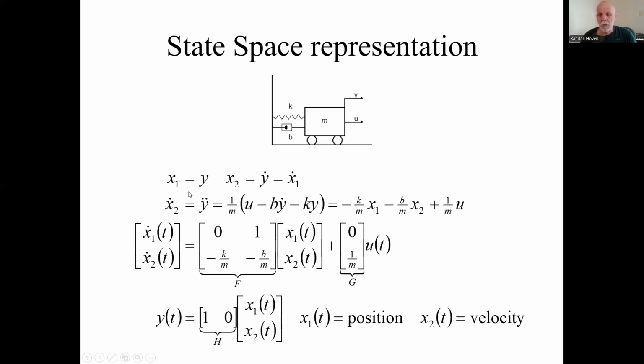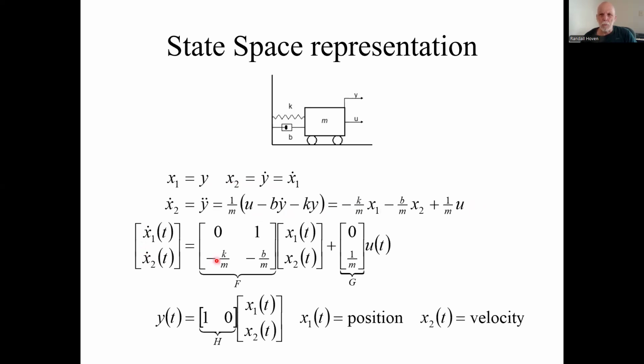We could have defined a couple of intermediate variables, x1 and x2. Say x1 is y, which was the position of this card, and x2 is y dot, the time derivative or the velocity of this card. And if you take the derivative of x2, which is y dot, that's y double dot, that's the acceleration. Use the F equals ma math model. You could write this thing. Now we have everything in terms of x's.